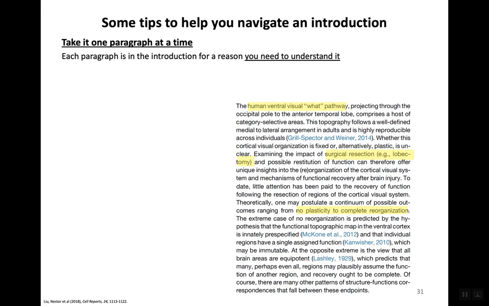Okay, so this is an introduction for a paper published in Cell Reports, and the intro is quite short. It only consists of 2 paragraphs. So let's start with the first one.